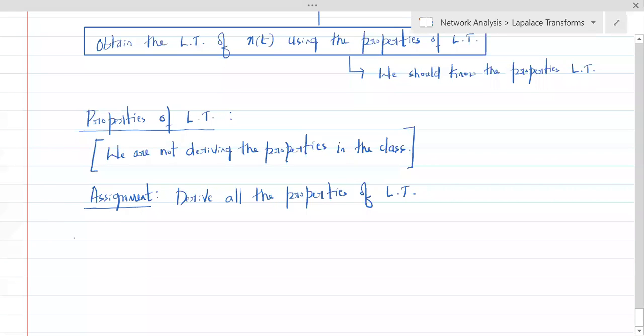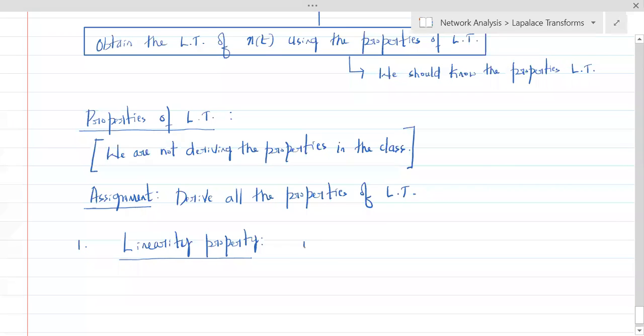So what is the first property? The properties that I'm listing, more or less all the transforms would have these properties. The first property that we are seeing is the linearity property. What is the linearity property telling you?